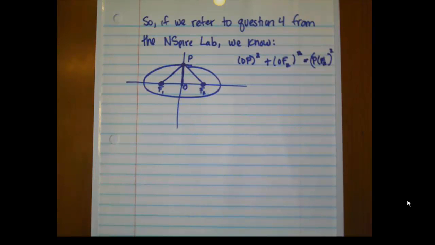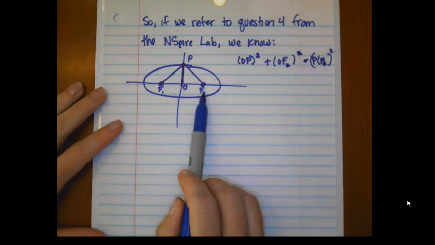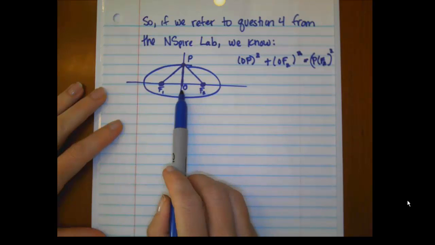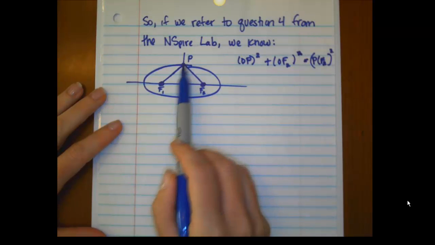So if you refer to question 4 from the TI Inspire lab that we finished, we know that we're given this picture where F1 and F2 represent the different foci of the ellipse, O represents the center of the ellipse, and P is a point on the ellipse. It happens to be a y-intercept. It doesn't have to be.